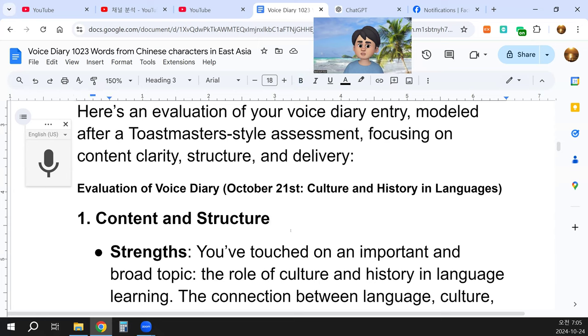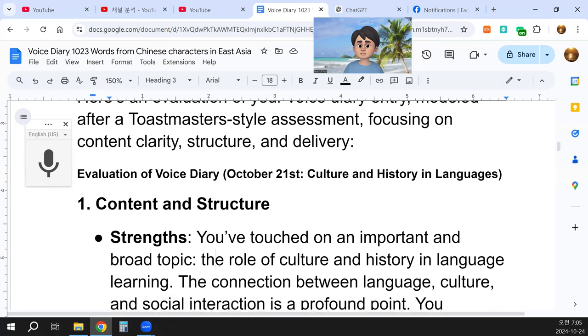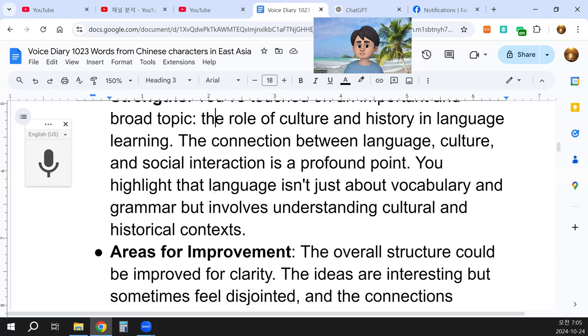You've touched on an important, broad topic: the role of culture and story in language learning. The connection between language, culture, and social interaction is a profound point. You highlight that language isn't just about vocabulary and grammar, but involves understanding cultural and historical context.